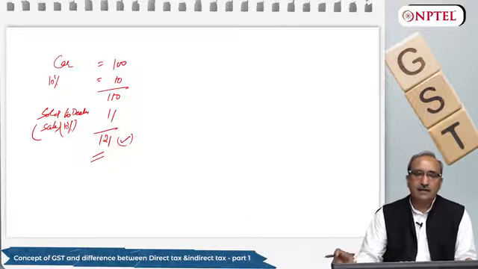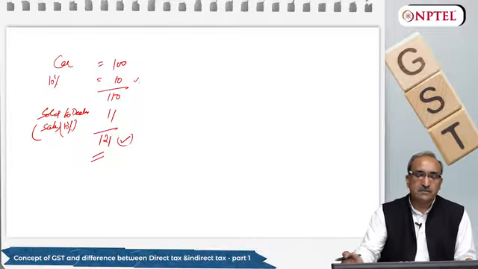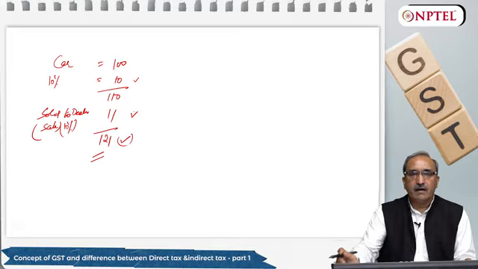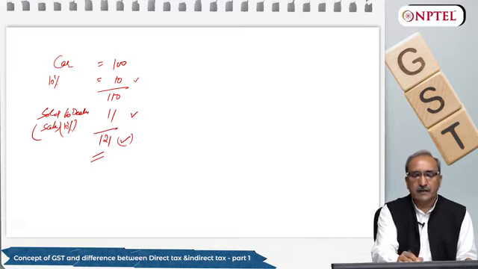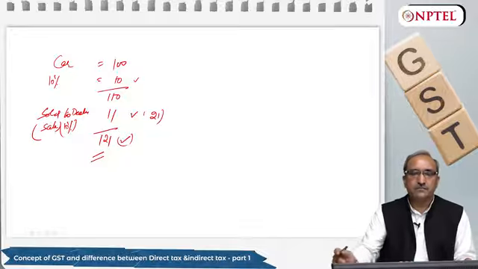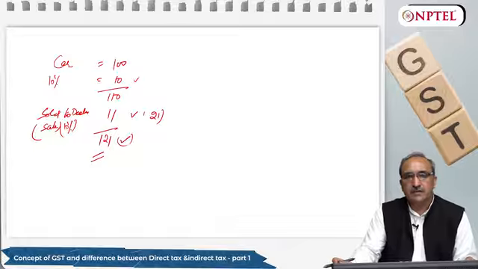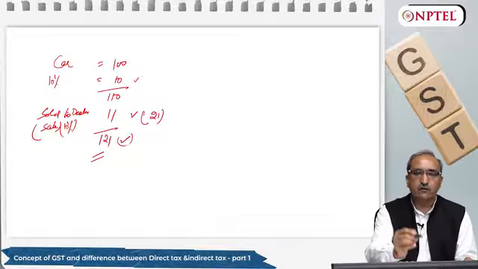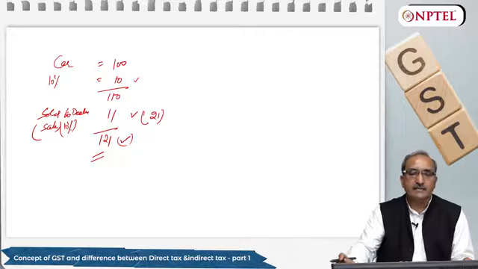So at this point I am paying excise duty of 10 rupees, and at this point I am paying 11 rupees as tax. So the total tax I am paying is 21 rupees. So in a transaction of 100 rupees, a customer was supposed to pay 21 rupees: 10 rupees as excise, 11 rupees as sales tax.